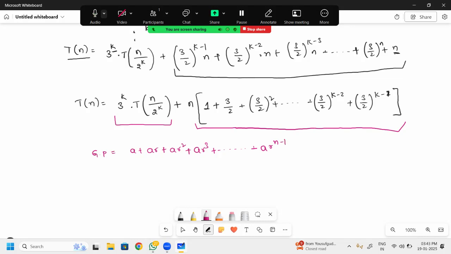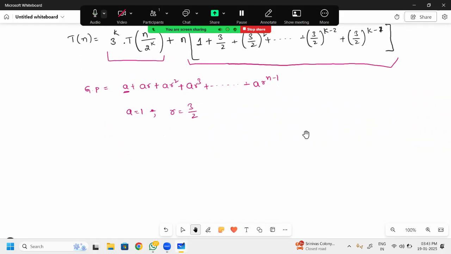This is the equation. So how do you find the sum of this? When I compare these two, a is nothing but 1, and in place of r, you have 3/2. Is this clear? Now, how can I find the sum of this entire thing? We have a predefined formula: a times (r^n minus 1) by (r minus 1). Or you have another one: a times (1 minus r^n) by (1 minus r). You can go for any one.